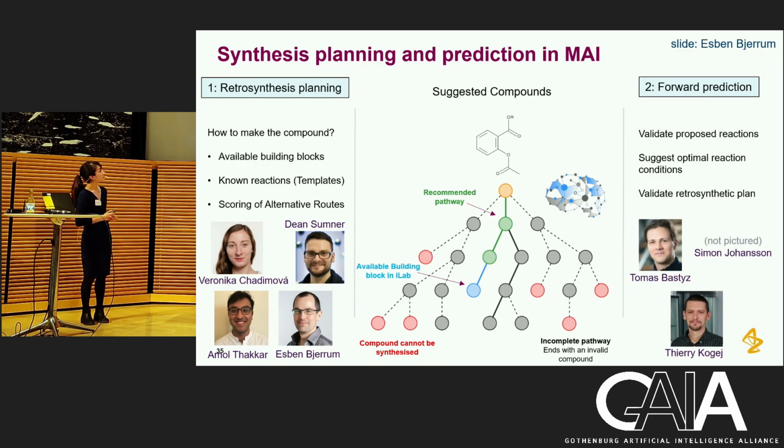We also have about half of the group working on the inverse problem, which is forward reaction prediction. And here the idea is that you could use the forward prediction to validate proposed reactions. You could use it to suggest optimal reaction conditions and validate a retrosynthetic plan.